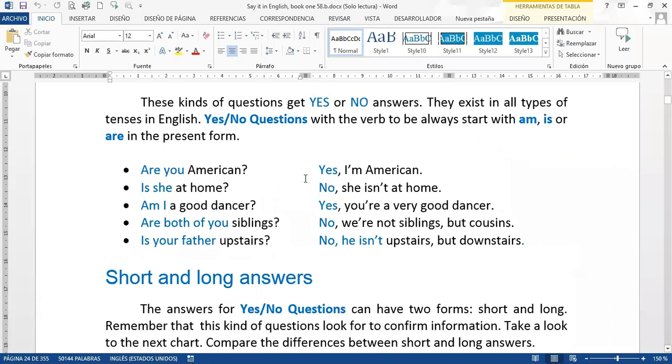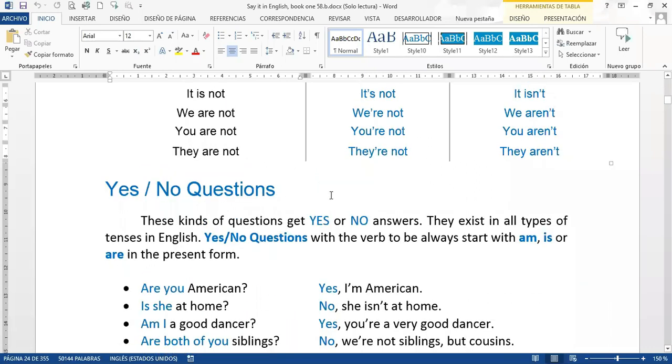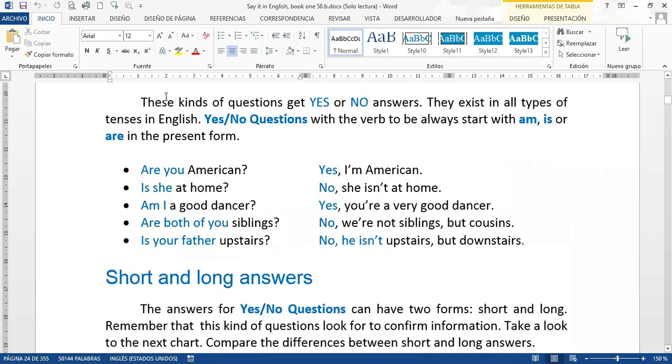Okay, so here we have yes/no questions. Yes/no questions are very important in English. These kinds of questions get yes or no answers. Okay? Notice that yes/no questions exist in all types of tenses in English. So let's see a little bit how it works. For example, are you American?